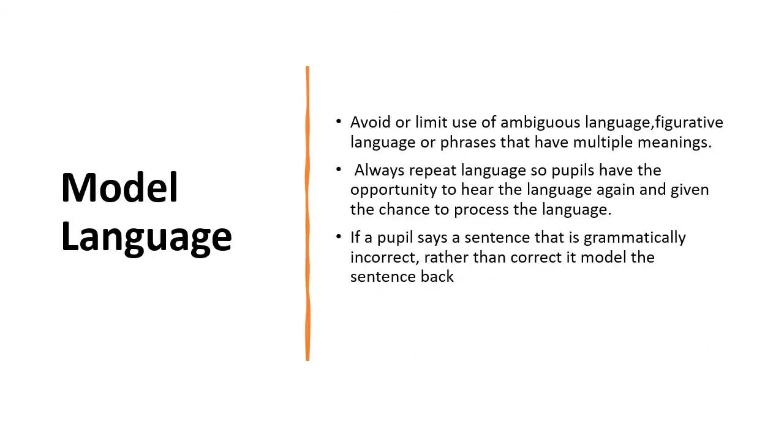Modelling good spoken language is very important for our pupils. But there are things that we need to remember. We need to avoid or limit the use of ambiguous language, figurative language, or phrases that have multiple meanings. Always repeat language so pupils have the opportunity to hear the language again and given the chance to process the language. If a pupil says a sentence that is grammatically incorrect, rather than correct it, model the sentence back.